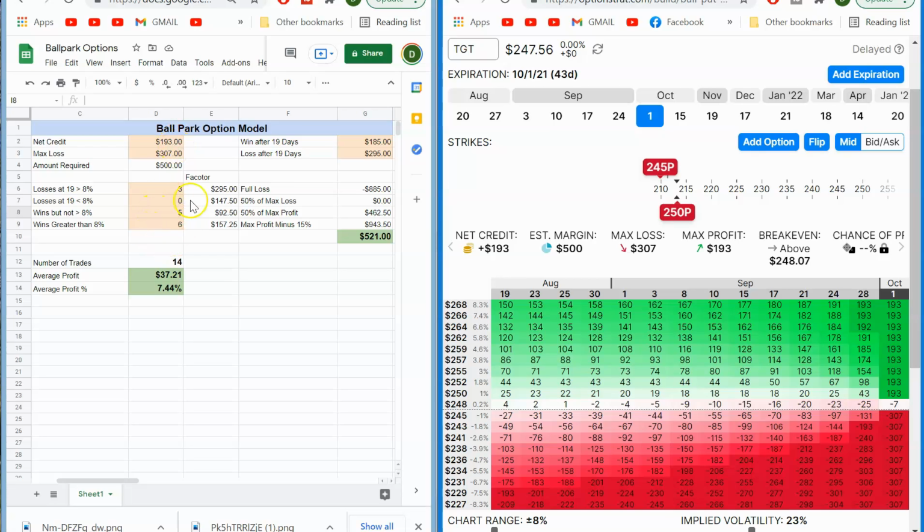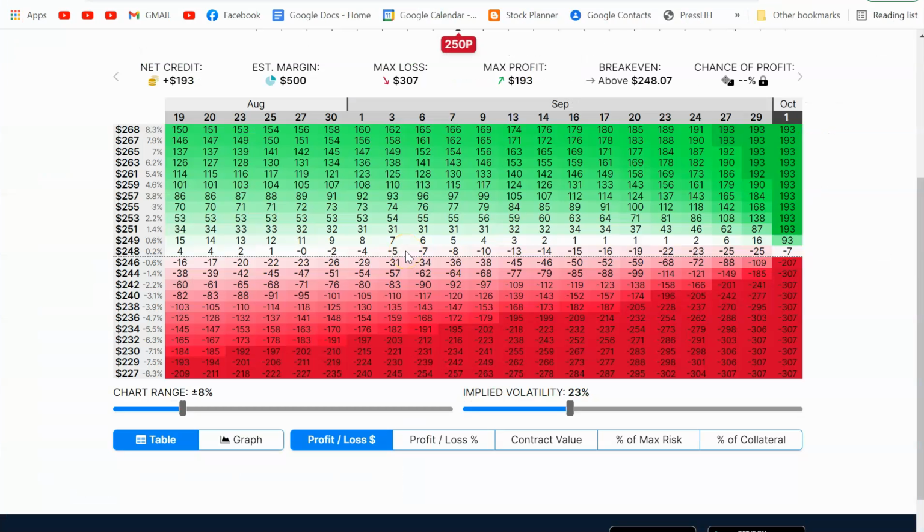So I've got the number of wins that I have with my system, and I have my max loss and net credit here. And the amount to do this trade is $500, which is half of what I needed to do on buying the stock. Now remember, in my back test I had it set at 18 days, so 19 days or 20, which is about a full month. So we're on the 19th today, and that puts us about the 20th here.